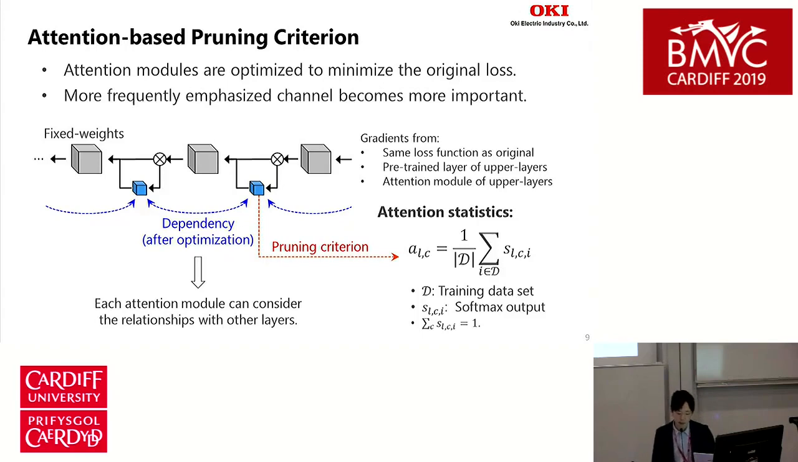Naturally, since the behavior of attention varies according to the input data, it cannot be used as is as a general pruning criterion. Therefore, we define the attention statistics as the quantities found by simply element-wise averaging of the softmax outputs in the attention modules over all training data here. Thus, the criterion indicates that more frequently emphasized channels become more important.